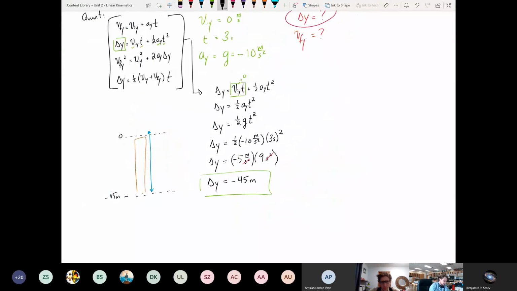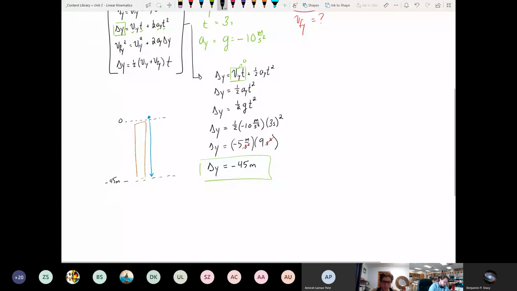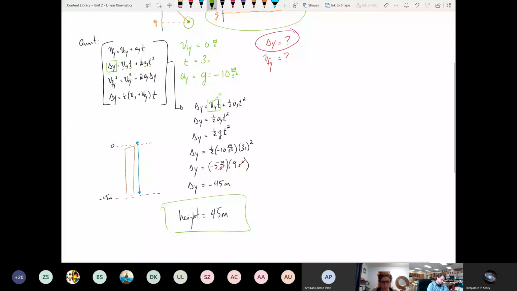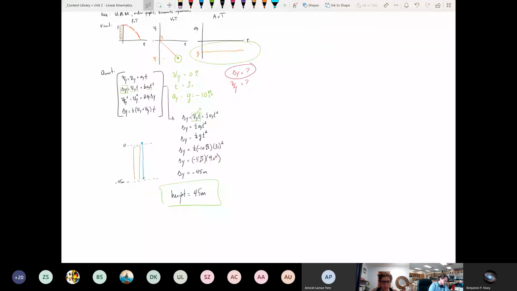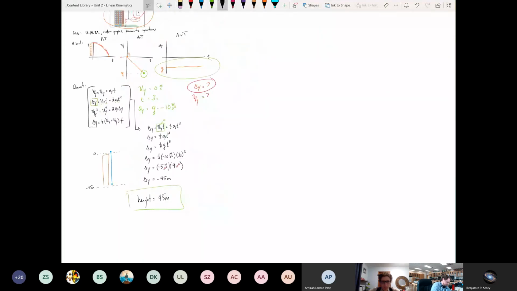If I'm answering the question, I'm probably not going to say delta y equals that. I'd say the height of the building is 45 meters. You don't give a height of an object in negative meters, right? So this would be my final answer down there. I'd address the actual question: the height of the building is 45 meters. So same sort of setup, same sort of process.